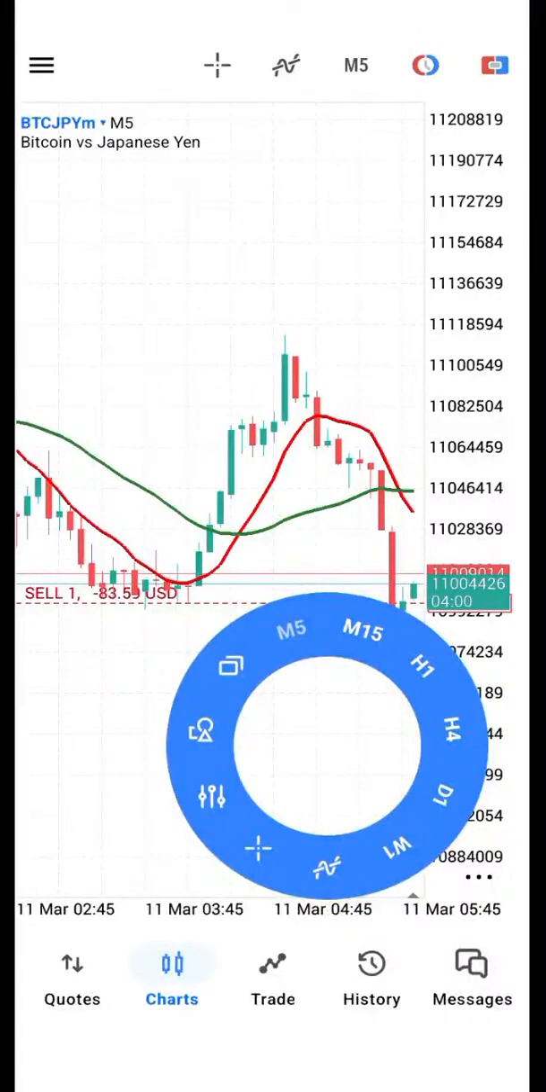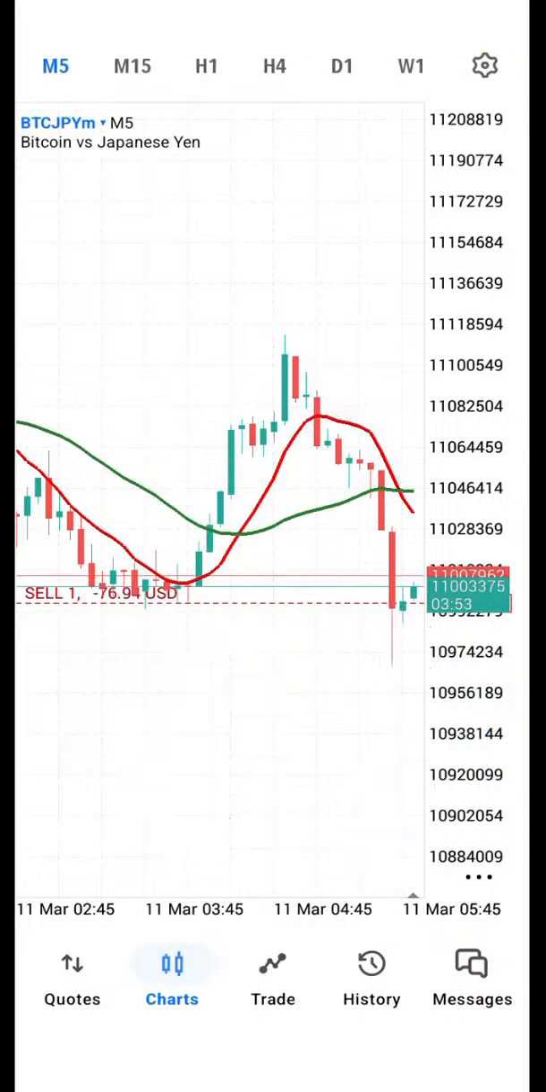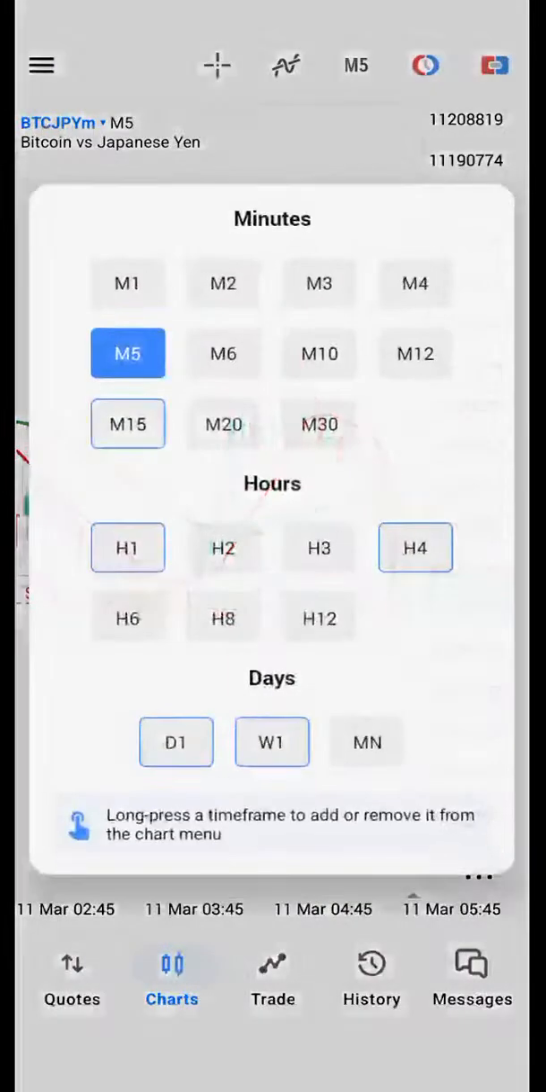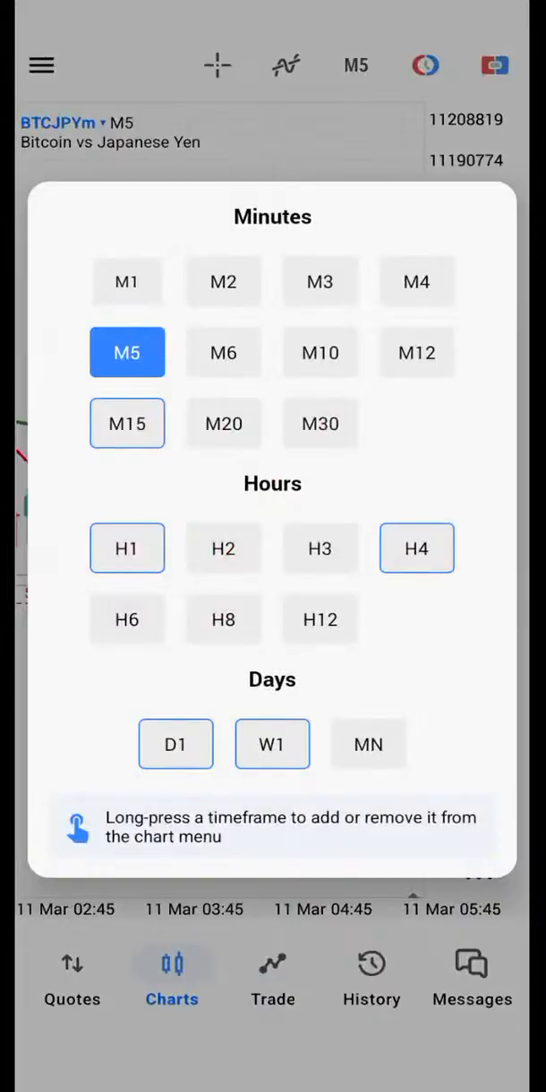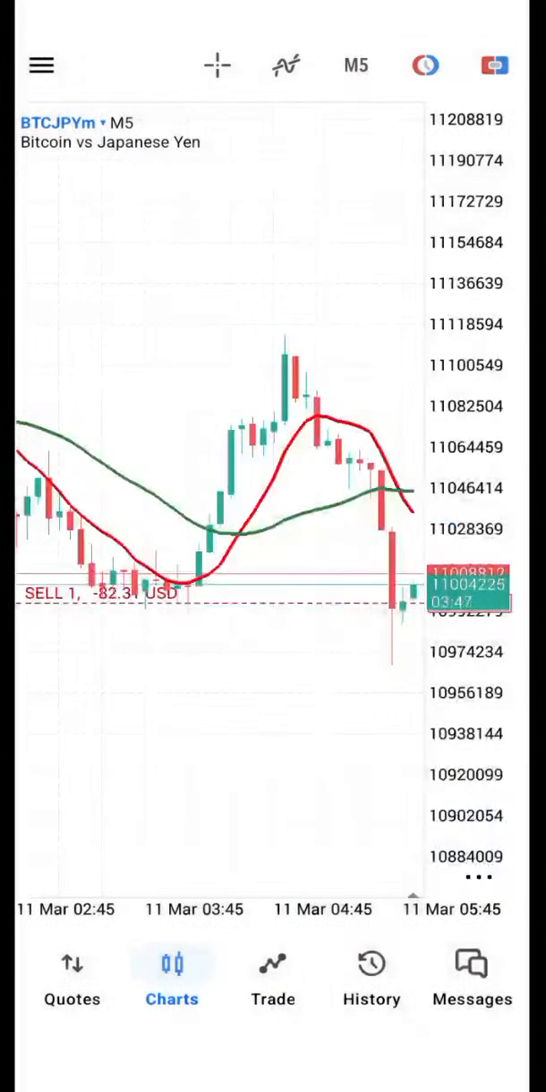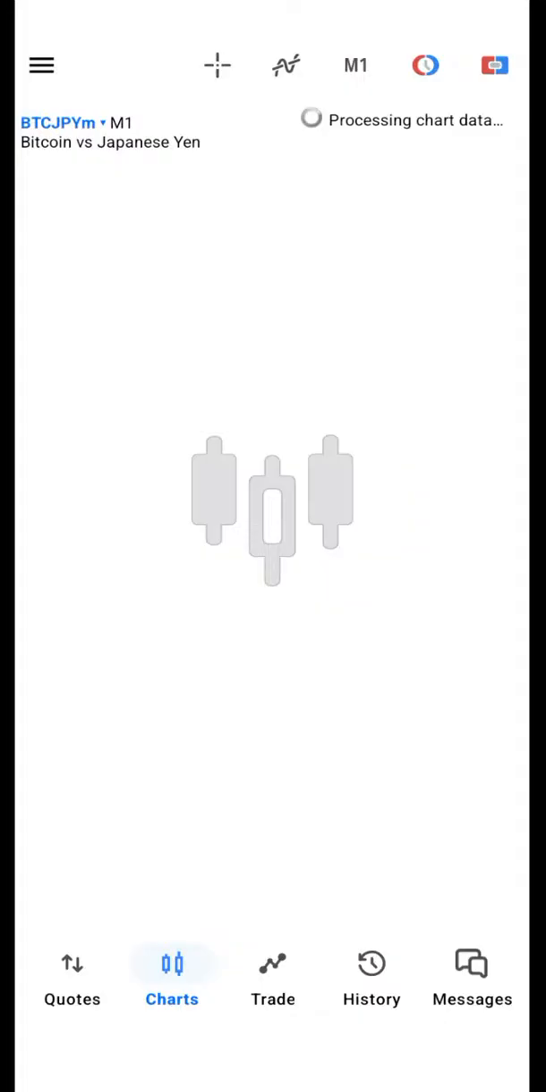Sometimes I do trade the one. Well, I just removed it. The 1 minute time frame, but I don't like it because. So now I'm looking for sell everywhere.